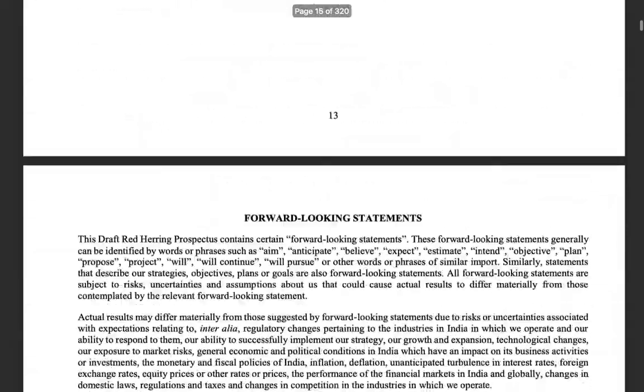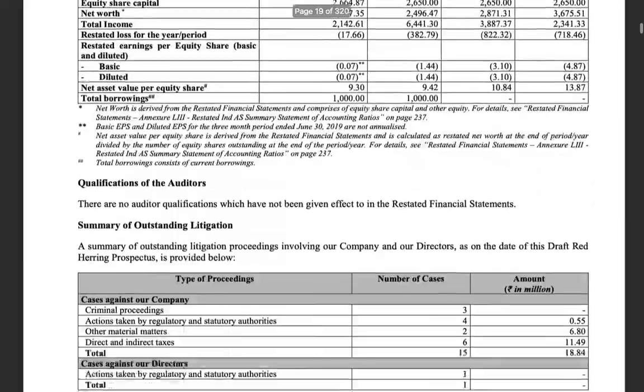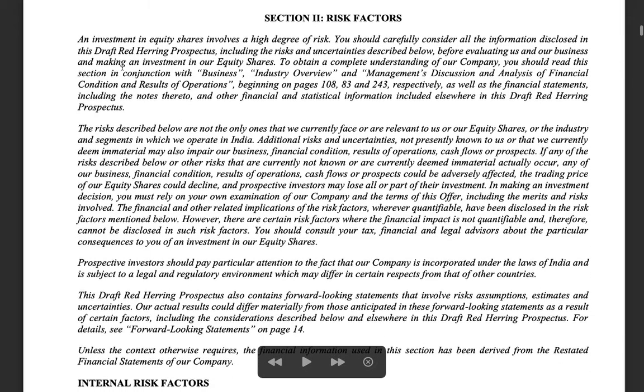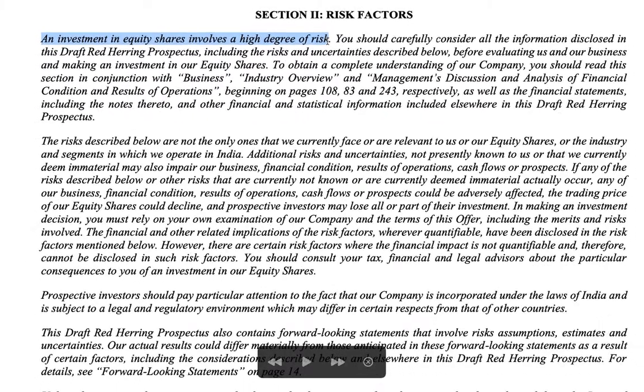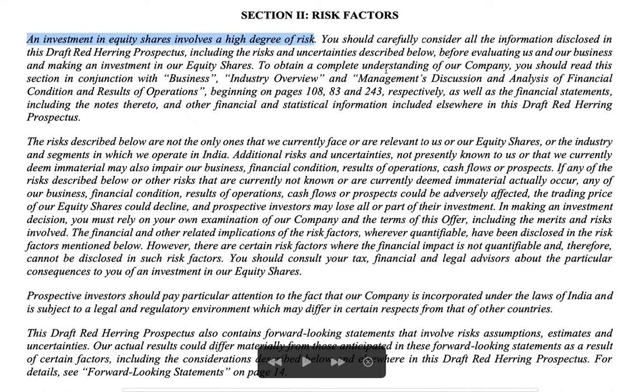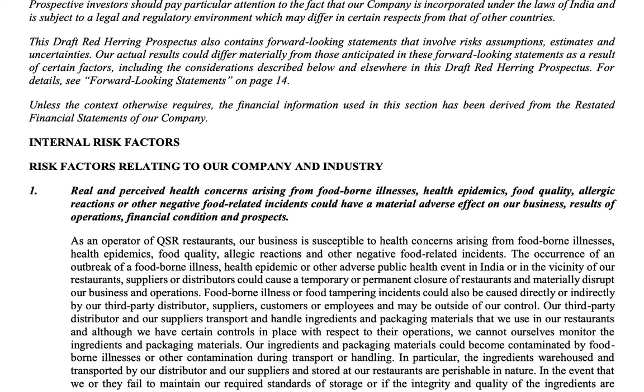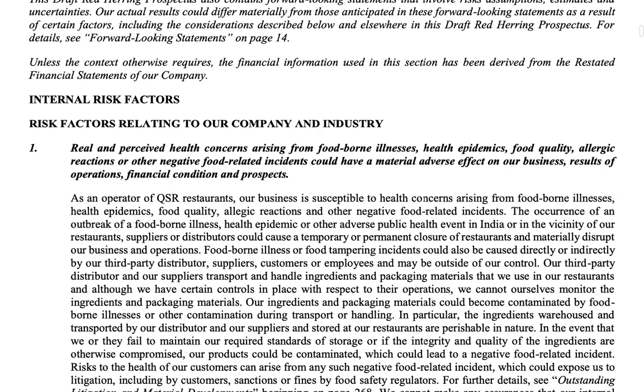Now, risk factors is one of the most important chapters in the DRHP, right? We know that an investment in equity shares involves a high degree of risk, right? And therefore, anybody who's investing in this company or any company for that matter should carefully consider all the information disclosed in this draft red herring prospectus, including the risks and uncertainties described below, right? So, what are the risk factors that are applicable to an investment in Burger King?